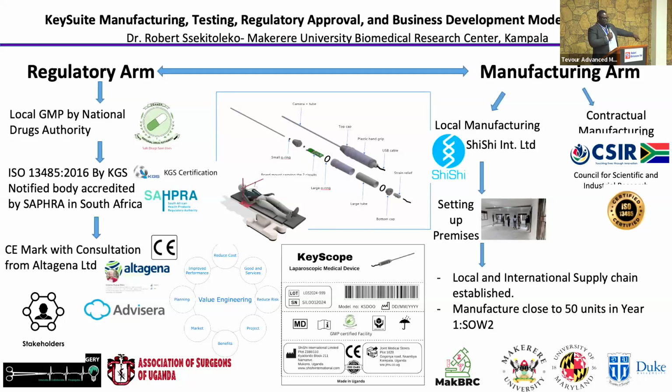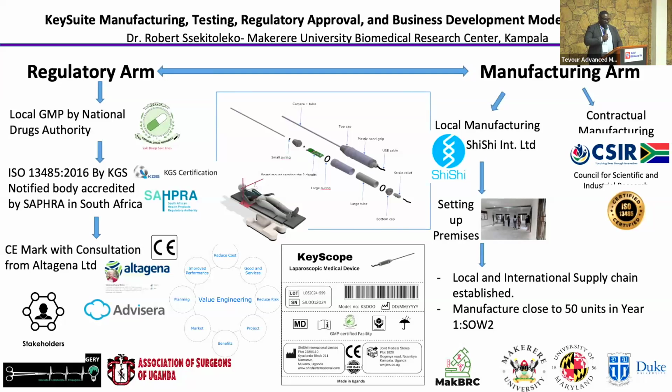And this is one of the projects, we call it the KeySuite project, which is a laparoscope project that I talked about earlier. And what we are doing is we are actually looking at the key things that are hindering. Of course, there's the business, looking at the business arm. How will you sell? Who will buy? How will you get into the market?